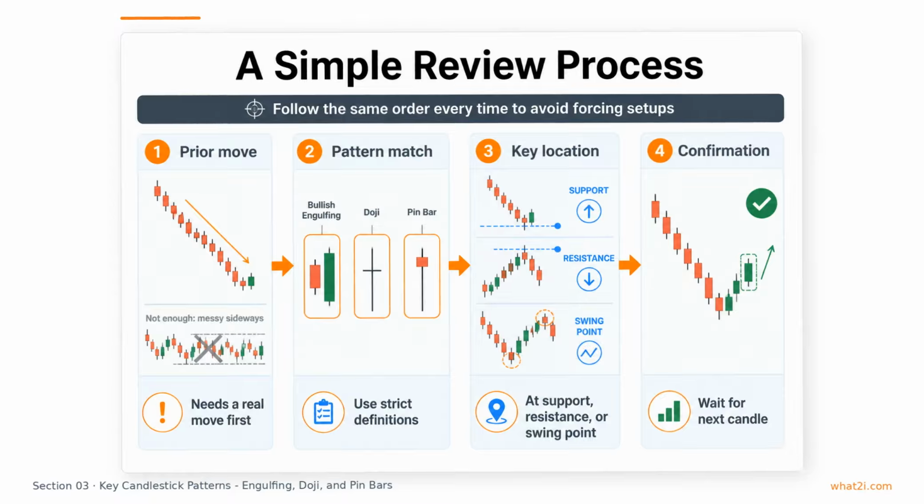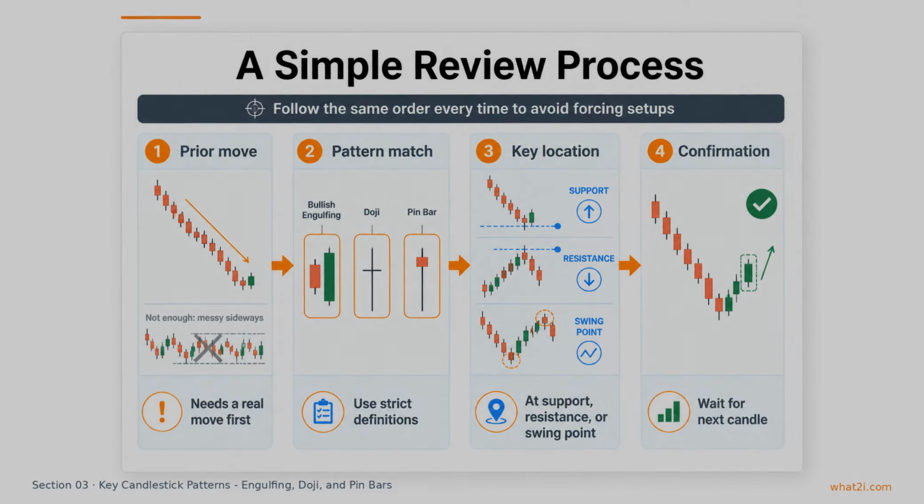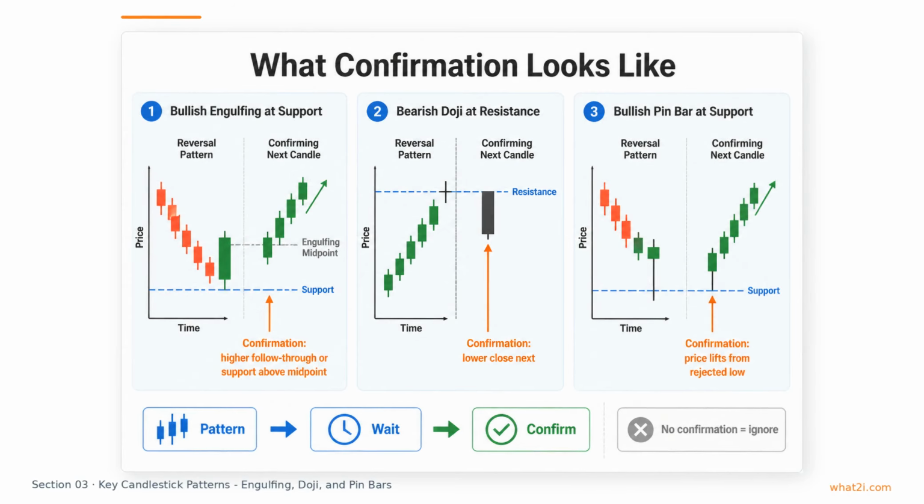This same sequence keeps your analysis disciplined. It helps you judge patterns by evidence rather than by excitement. Confirmation is what helps turn a pattern from an observation into a more credible signal.